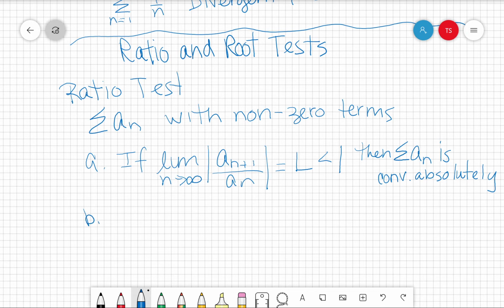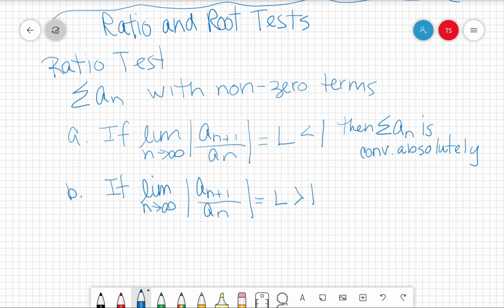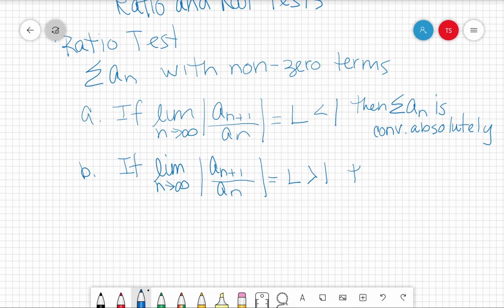B, if that limit as n goes to infinity of the absolute value of a sub n plus 1 over a sub n is equal to L, and that's greater than 1, that means the series a sub n diverges.